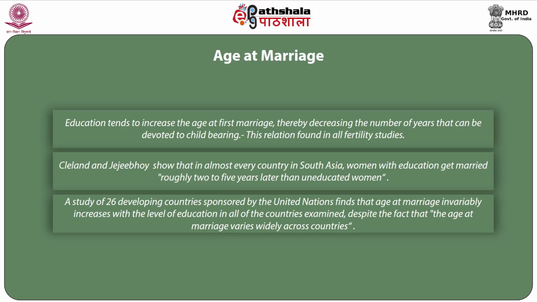Cleland and Jejeebhoy show that in almost every country in South Asia, women with education get married roughly 2 to 5 years later than uneducated women. A study of 26 developing countries sponsored by the United Nations finds that age at marriage invariably increases with the level of education in all of the countries examined, despite the fact that age at marriage varies widely across countries.